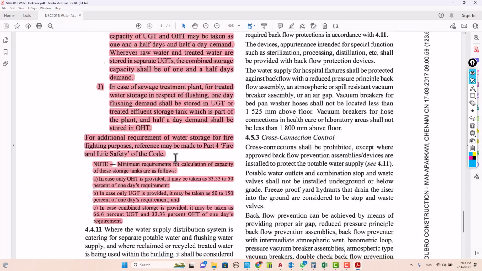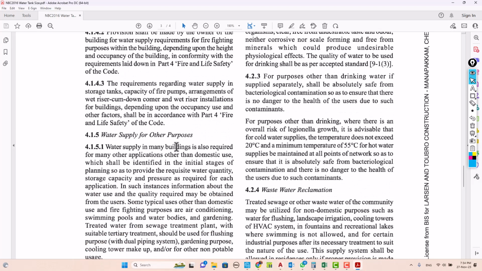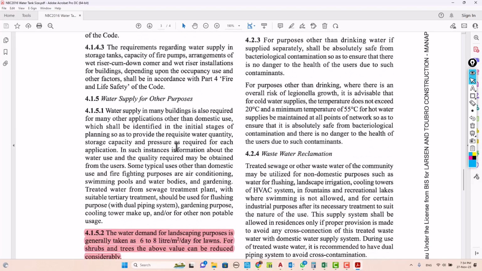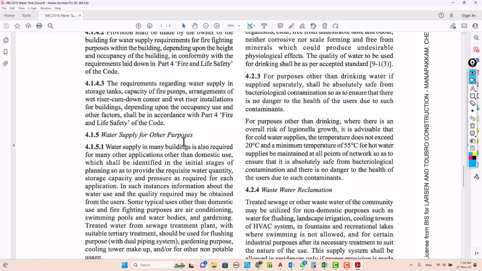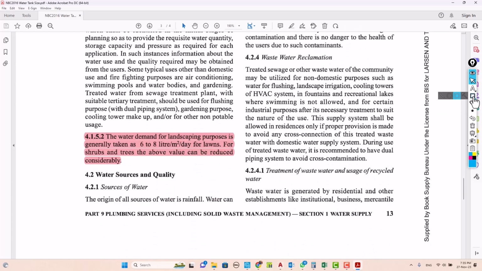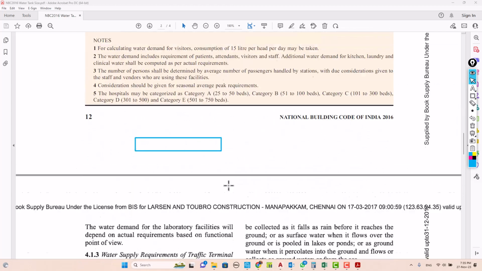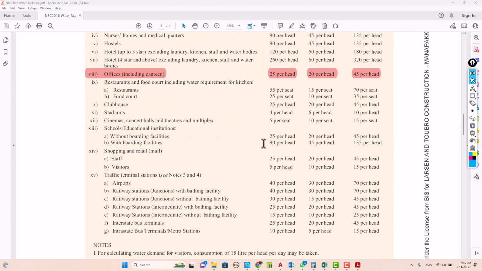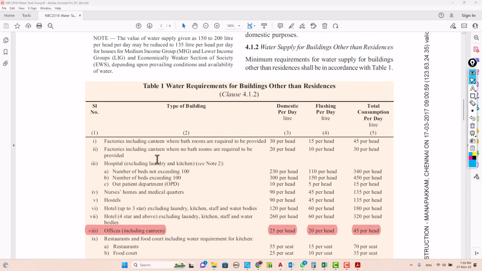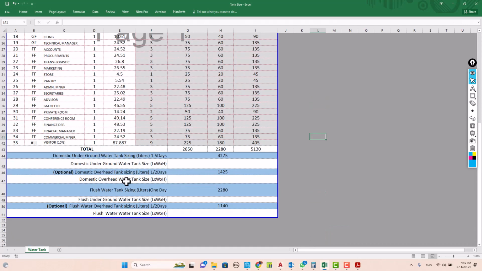Okay, so this is the water tank sizing. Suppose we are also using it for irrigation, then we will take 6 to 10 liter per square meter for lawns, remember, for irrigation. So in case of water tank sizing, we will calculate like this, this much water tank sizing.